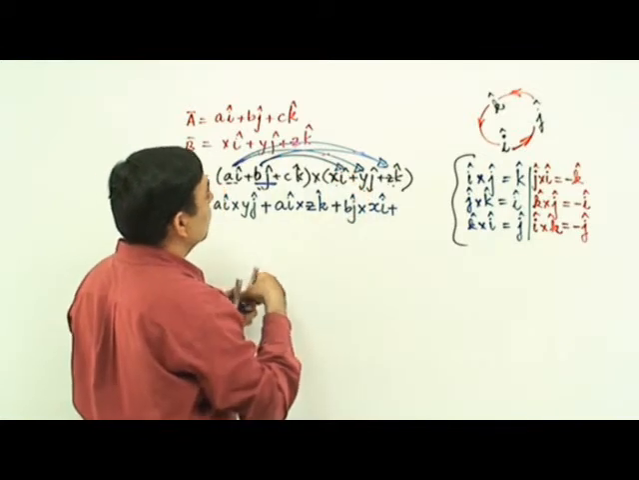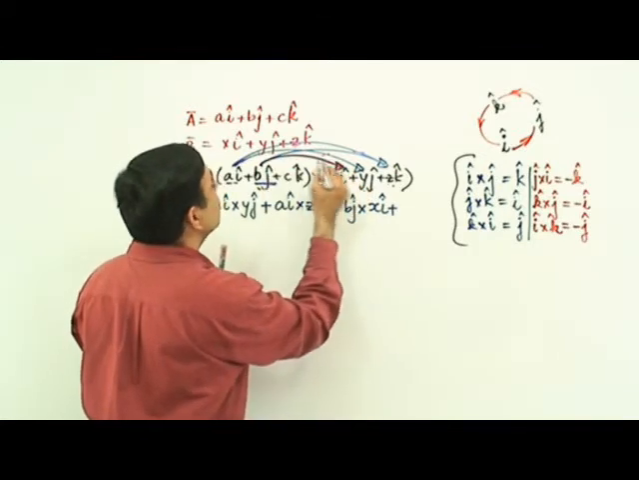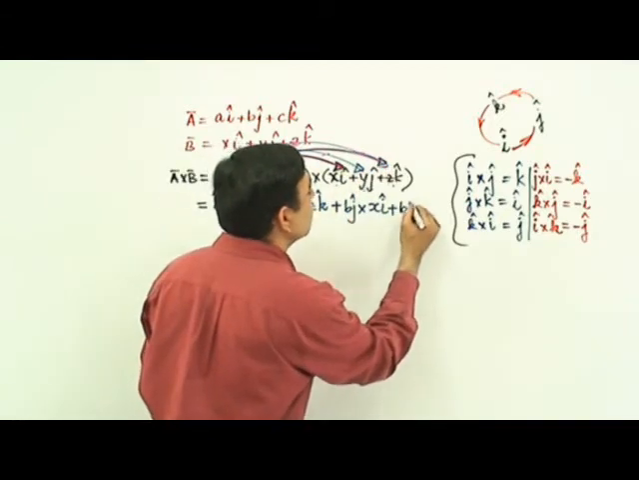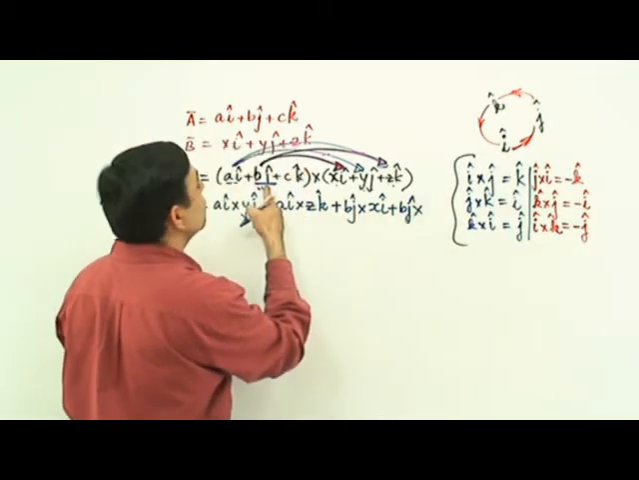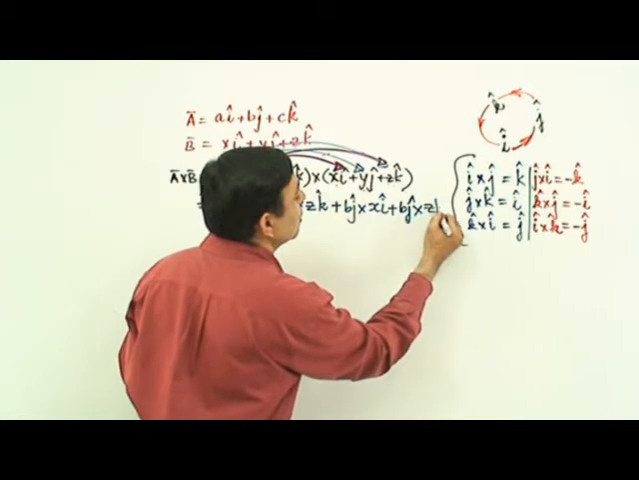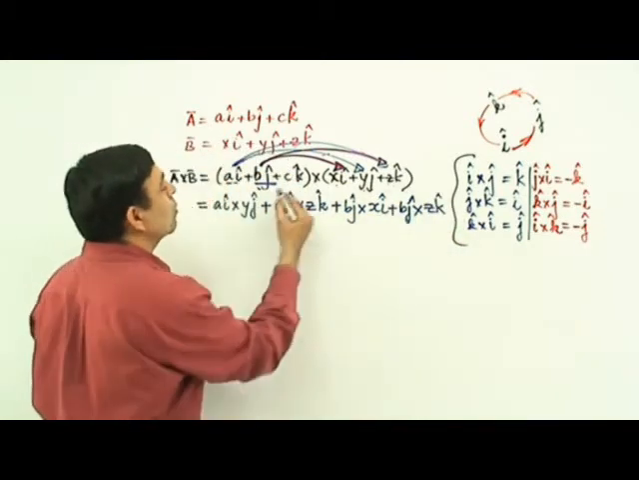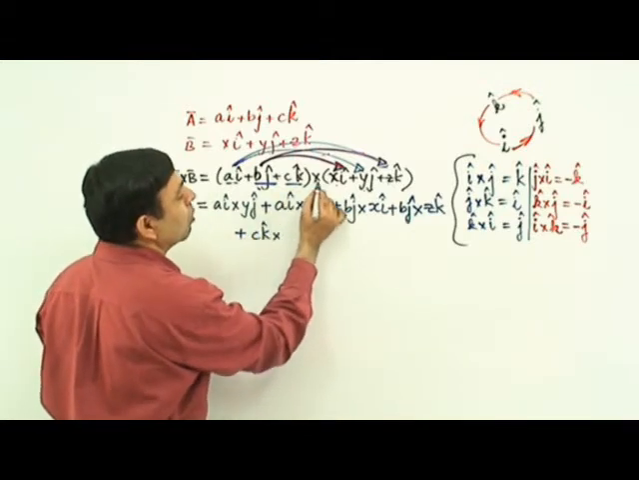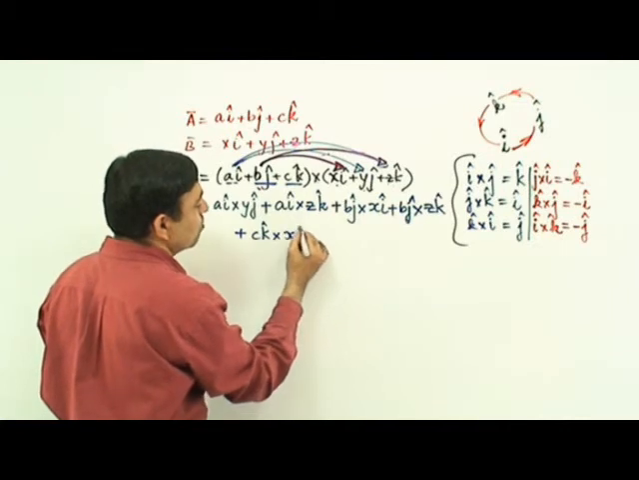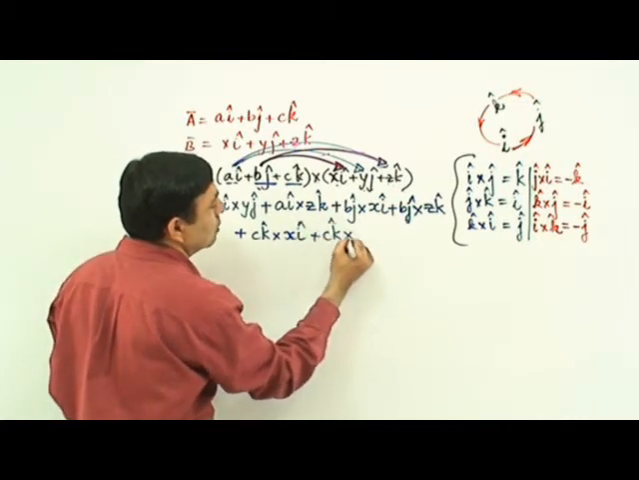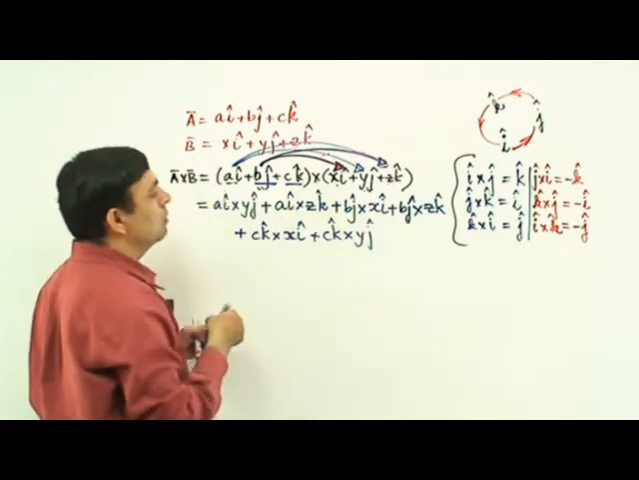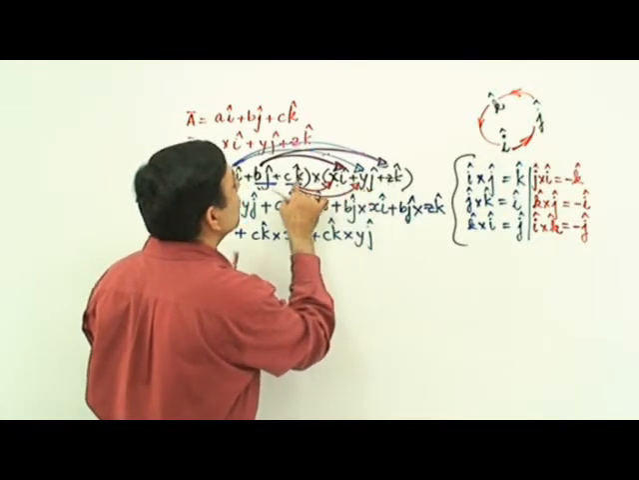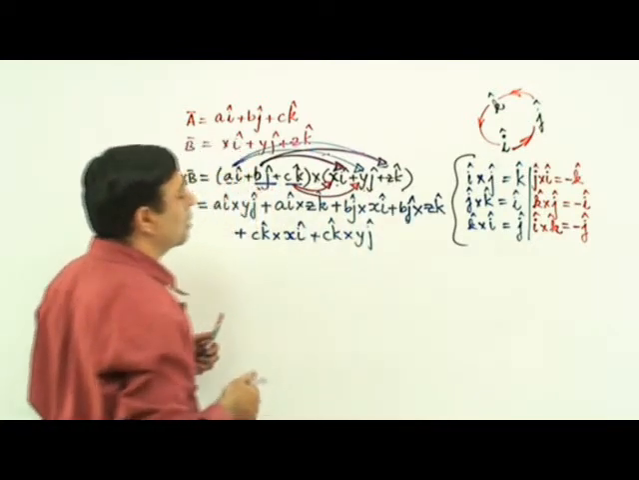Okay, so let me use a different color here. Okay, so bj cross zk. Then two more terms over here, plus ck cross xi and ck cross yj. Okay, this cross this and this cross this. We know k cross k is 0, so ck cross zk I am not taking, fine.